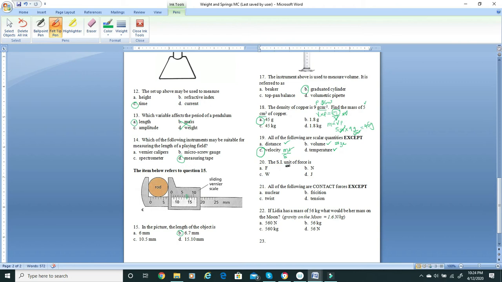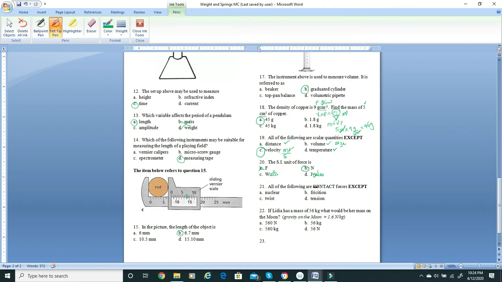Now the SI unit, the unit that is standard that we accept for force, is newtons. It's not F. F was put there to throw you off. And W is watts. That is the SI unit for power. And joules is the SI unit for energy.